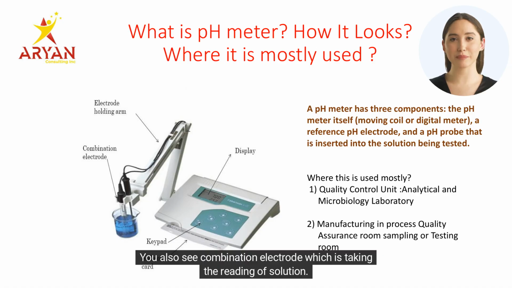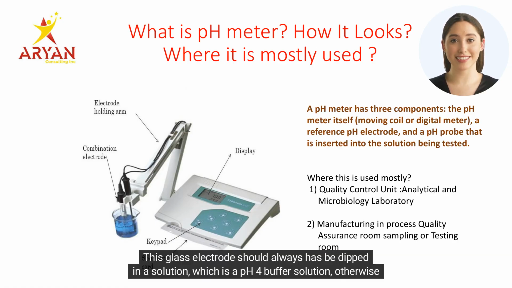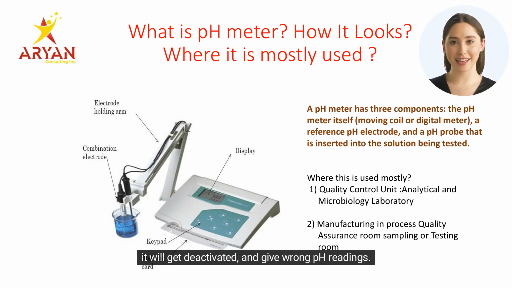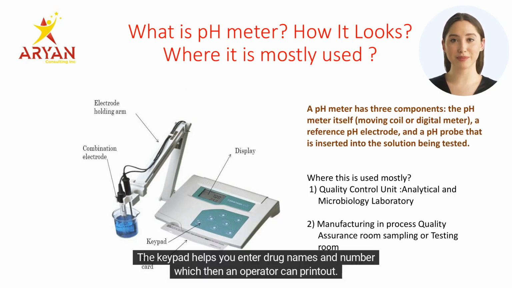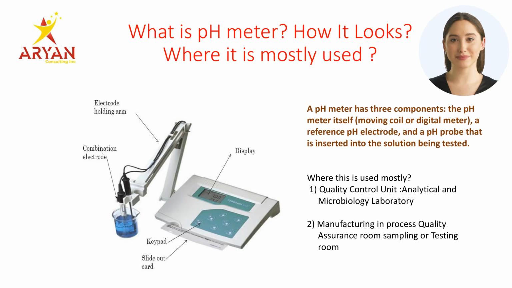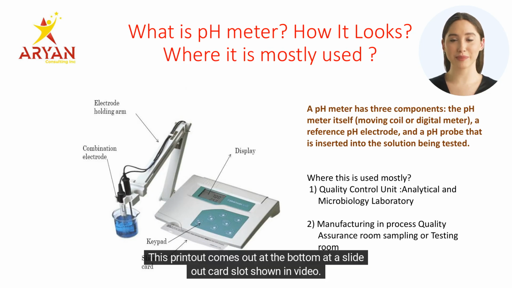You also see the combination electrode, which is taking the reading of the solution. This glass electrode should always be dipped in a solution, which is a pH 4 buffer solution, otherwise it will get deactivated and give wrong pH readings. It sends the reading through the electrode holding arm to the digital display the reading of pH level of any solution. The keypad helps you enter drug names and number, which then an operator can print out. This printout comes out at the bottom at a slide-out card slot shown in the video.